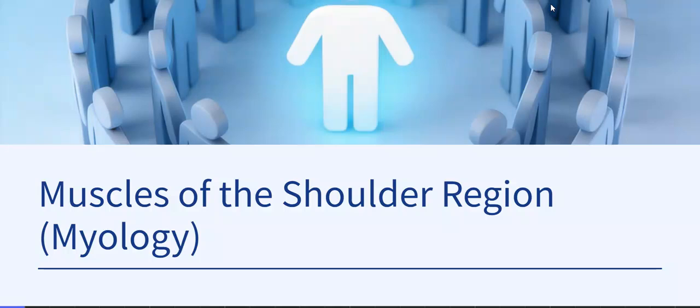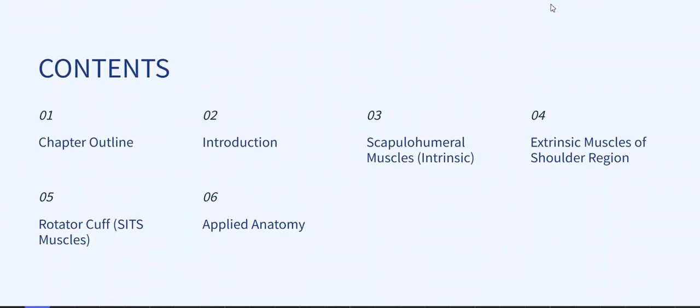In today's lecture, we are going to study one of the most important and clinically relevant topics in upper limb anatomy, muscles of the shoulder region. By the end of this lecture, you will be able to understand intrinsic and extrinsic shoulder muscles, learn their origin, insertion, nerve supply, and actions, and most importantly, apply this knowledge in clinical scenarios. So let's get started.